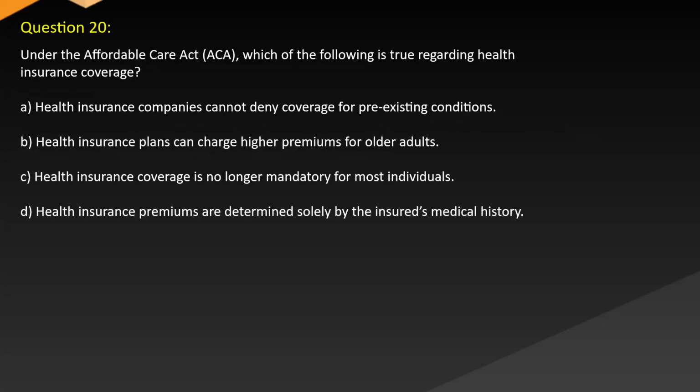Question 20. Under the Affordable Care Act (ACA), which of the following is true regarding health insurance coverage? A. Health insurance companies cannot deny coverage for pre-existing conditions. B. Health insurance plans can charge high premiums for older adults. C. Health insurance coverage is no longer mandatory for most individuals. D. Health insurance premiums are determined solely by the insured's medical history.